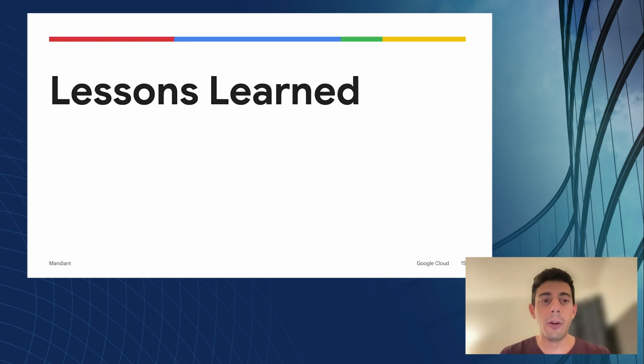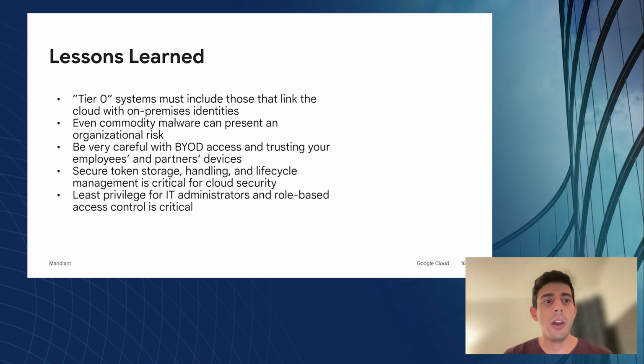So what have we learned from all of this? Well, first, we've learned that the idea of tier zero needs to be constantly expanding. So tier zero systems are traditionally thought of as domain controllers, maybe systems that control crown jewels, but we need to expand that to include our identity sync systems so that we treat them just as equally as our domain controllers and as our other crown jewel systems.